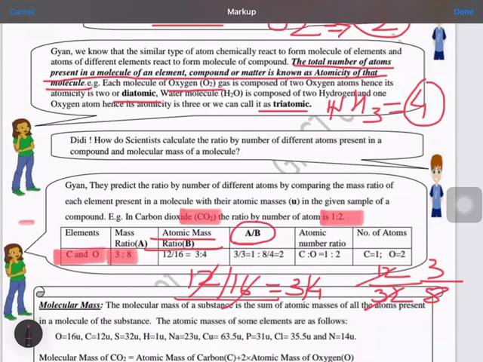Now we divide these two ratios, A upon B. A will be 3 by 3, which is 1, and A is carbon. B is 8 by 4, which is 2. So the carbon to oxygen ratio will be 1:2, 1 carbon and 2 oxygen. The atomic number ratio is like that. So here you have to remember all this.